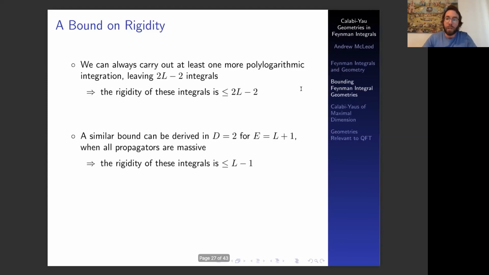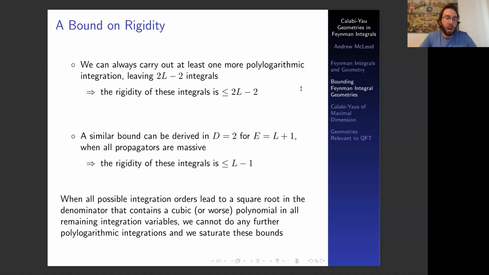So we can work through a similar argument in 2 space-time dimensions for graphs that have L plus 1 edges, where this is again the condition that makes the U polynomial drop out. But now we're going to require that all the propagators are massive, which makes the F polynomial automatically quadratic initially. And one can then show that the rigidity of these integrals is less than or equal to L minus 1.